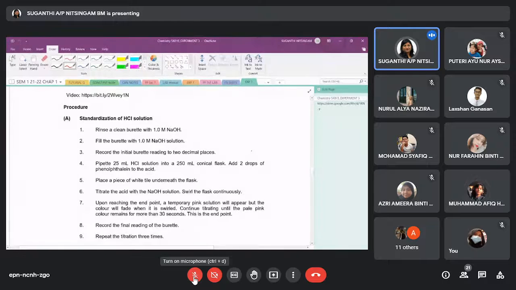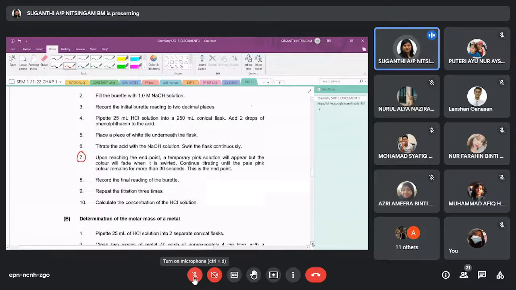Okay, thank you. Okay, so as Lakshan has read here, mula-mula kita akan rinse the burette and then we put in the solutions. Okay, so when you pipette, semua tu penting. And this point here, where they say it must be at least there for 30 seconds, baru kita kata itu adalah end point.